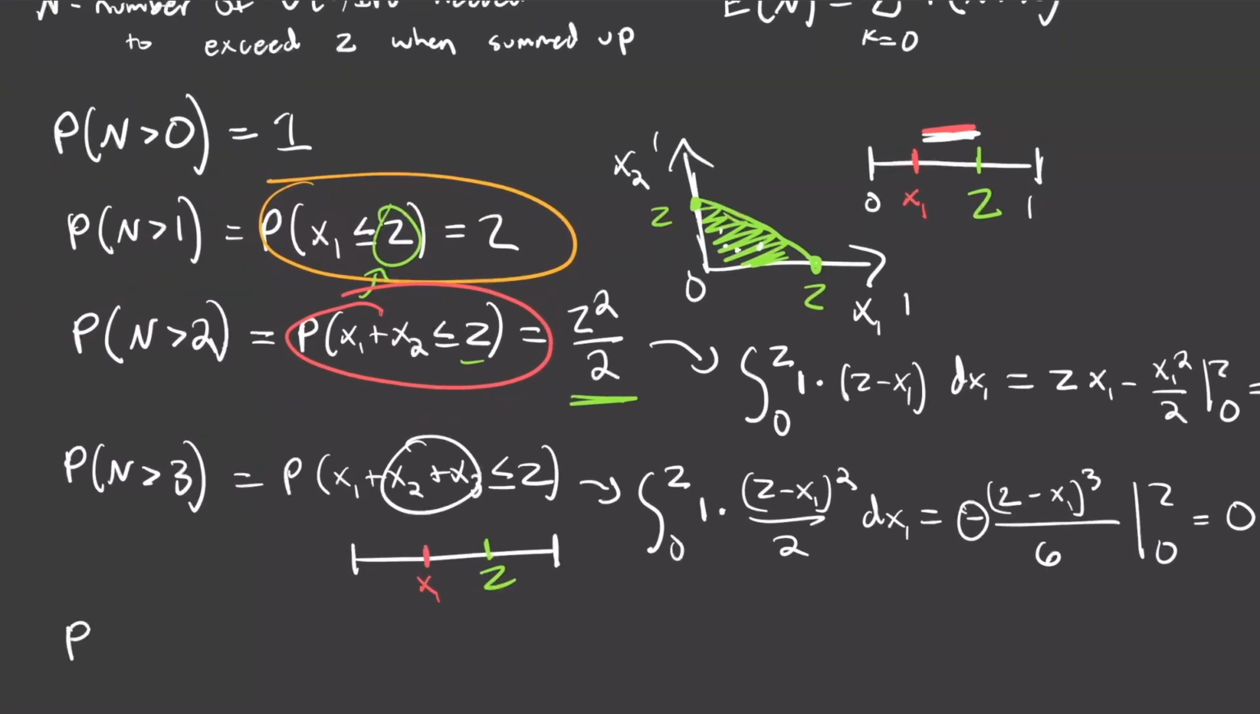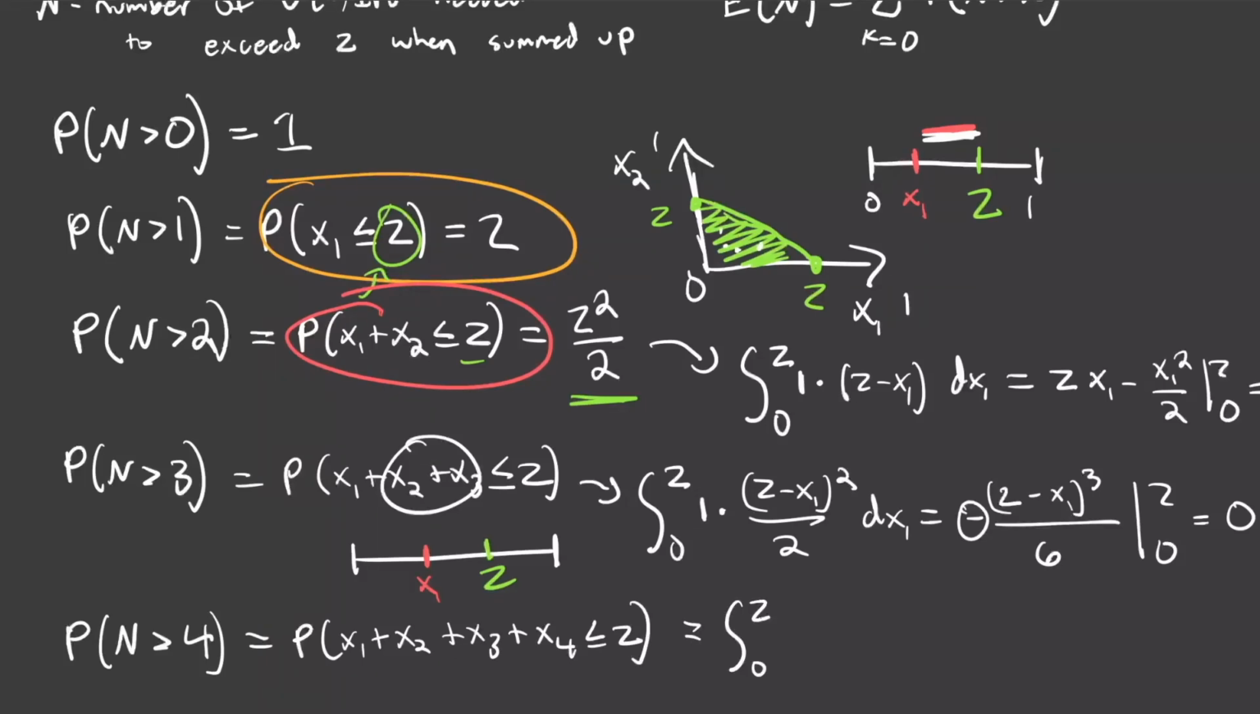When we condition on basically what x1 is, we can just use the exact same type of formula. Probability that n is greater than 4 is just the probability that our first 4 are going to be less than or equal to z. So x1 plus x2 plus x3 plus x4 is less than or equal to z. We integrate over all the possible values that x1 can take, and then once we conditioned on a certain value for x1, we take the probability that x2 plus x3 plus x4 are going to be less than or equal to the difference between z and x1.